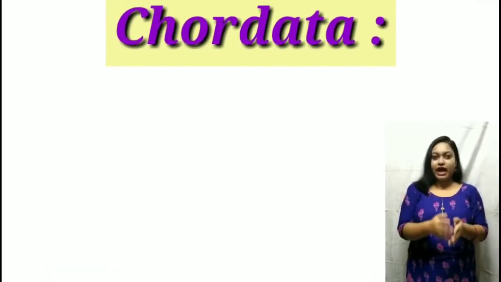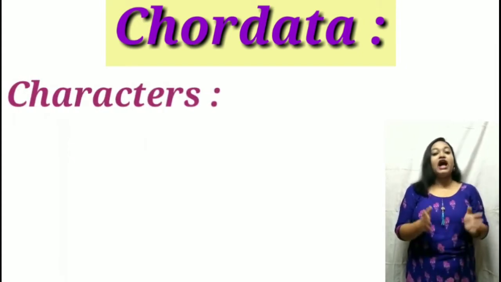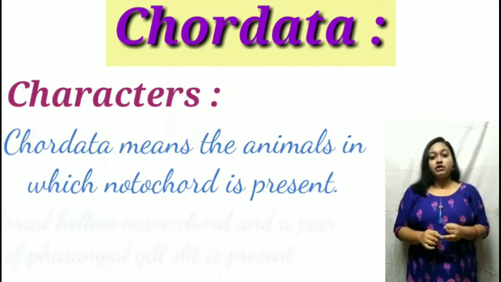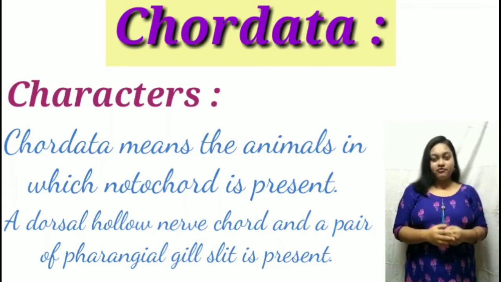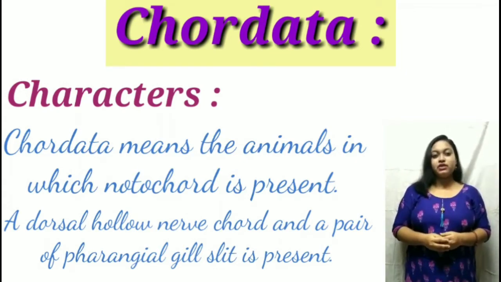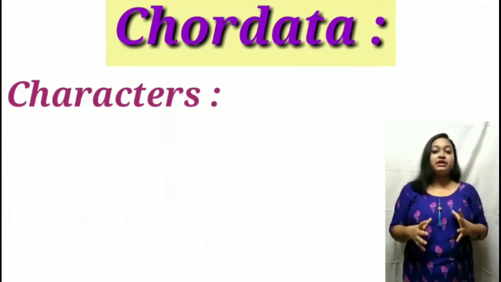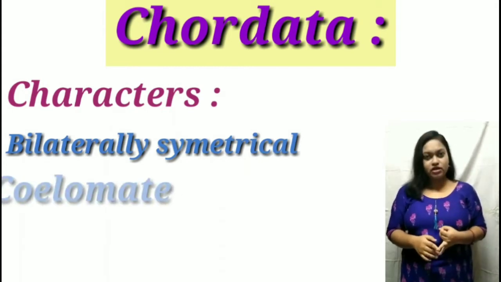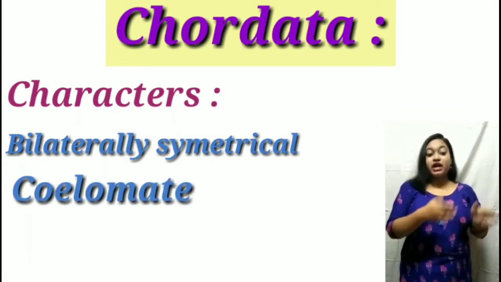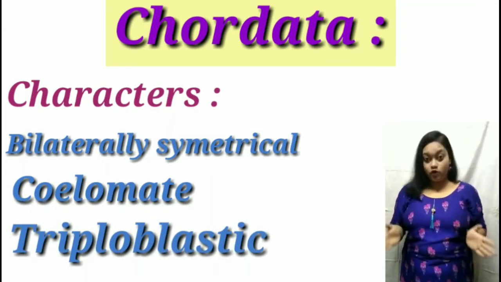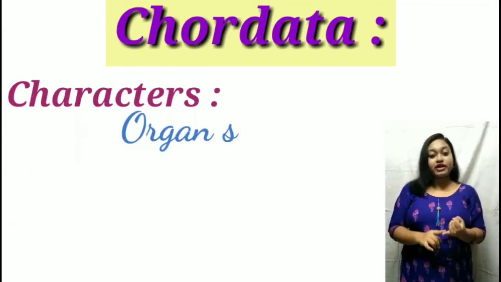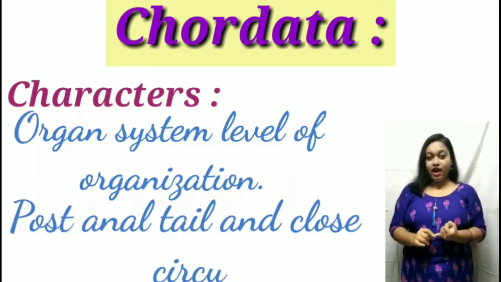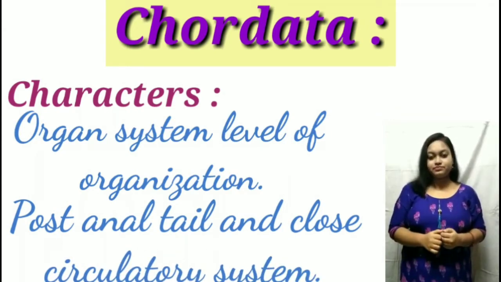Phylum Chordata. The animals from phylum Chordata are characterized by the presence of a notochord, a dorsal hollow nerve cord, and paired pharyngeal gill slits. In the phylum Chordata, there are many other features also: they are bilaterally symmetrical, coelomate, and triploblastic, which means ectoderm, mesoderm and endoderm are present. They have organ system level organization, a post-anal tail and a closed circulatory system.